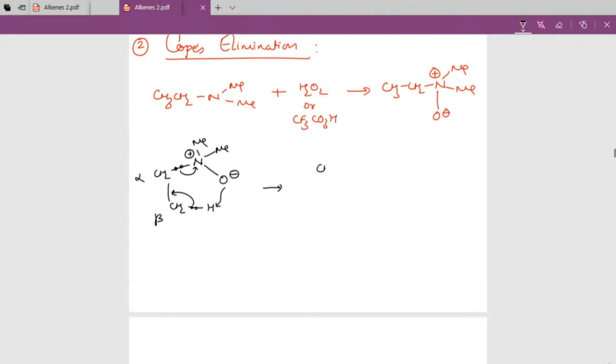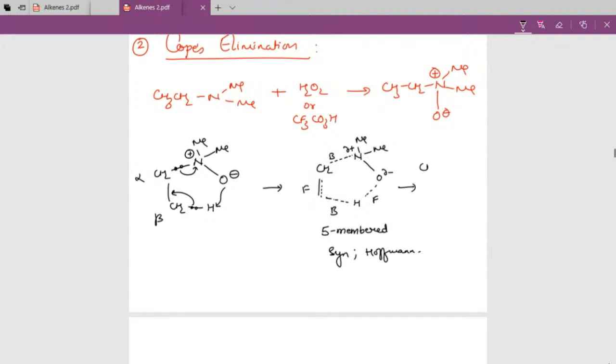Here we will have CH2 bond formation, H bond breakage. Nitrogen, Me and Me, this will become delta plus because the bond is breaking. Oxygen, this bond is forming, this is becoming delta minus. So there is a 5-membered syn and Hoffman TS.